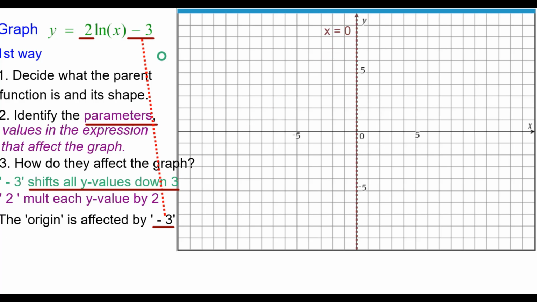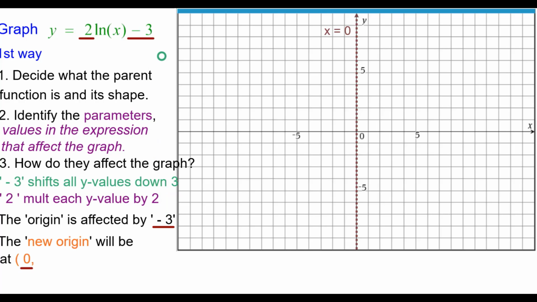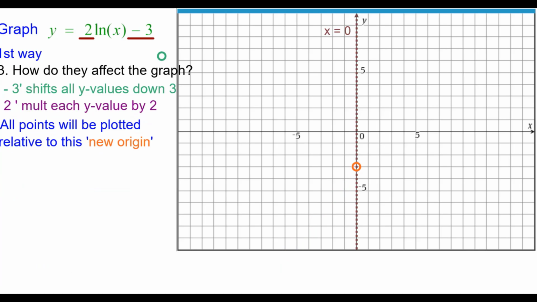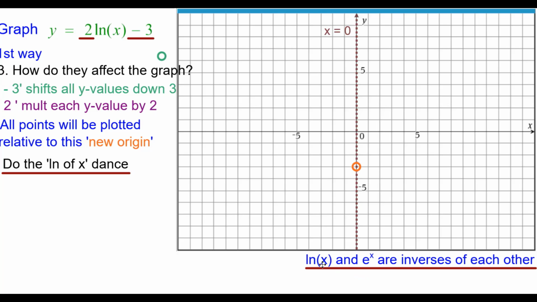The origin, however, is affected by the minus 3. The new origin will be at 0, -3. We're going to call this the new origin, and all points will be plotted relative to this new origin. So now we're ready to do the natural log of x dance. Again, remind you that natural log and e to the x are inverses of each other, and we need to know these 4 powers of e here.